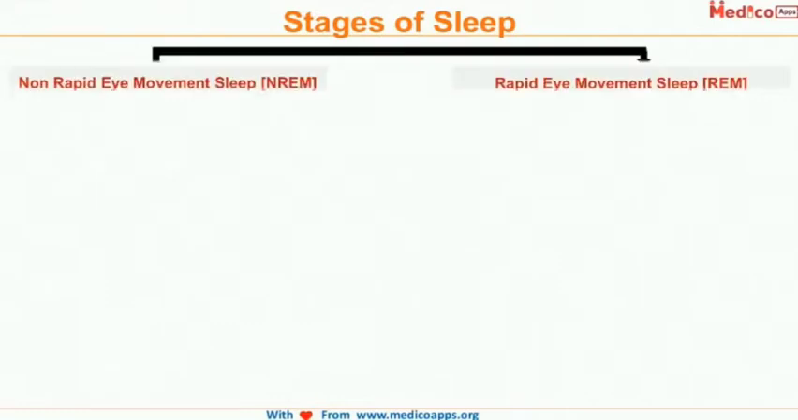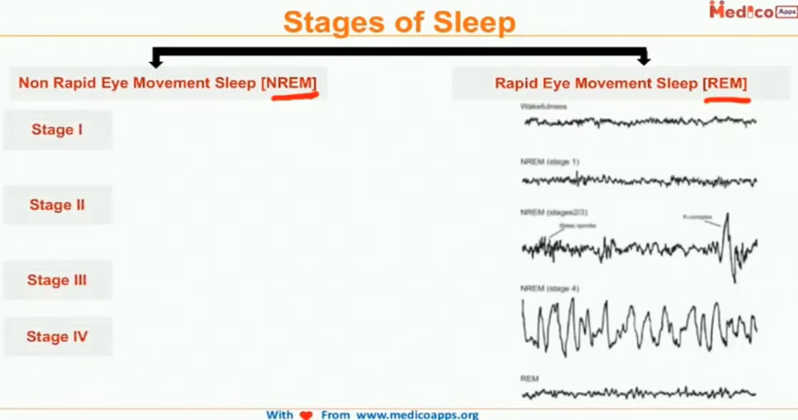Now, we know there are two main stages of sleep, that is non-rapid eye movement sleep and rapid eye movement sleep, also called NREM sleep or REM sleep. So, these are the two important stages of sleep. In non-rapid eye movement sleep, we have four stages, that is stage 1, stage 2, stage 3 and stage 4. Let us look at the salient features of each one of these stages.